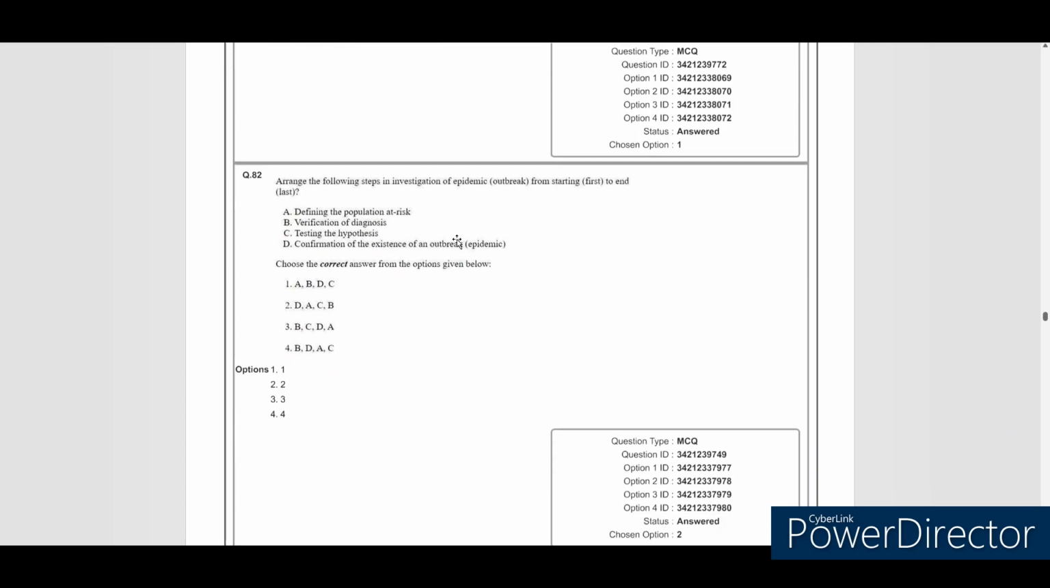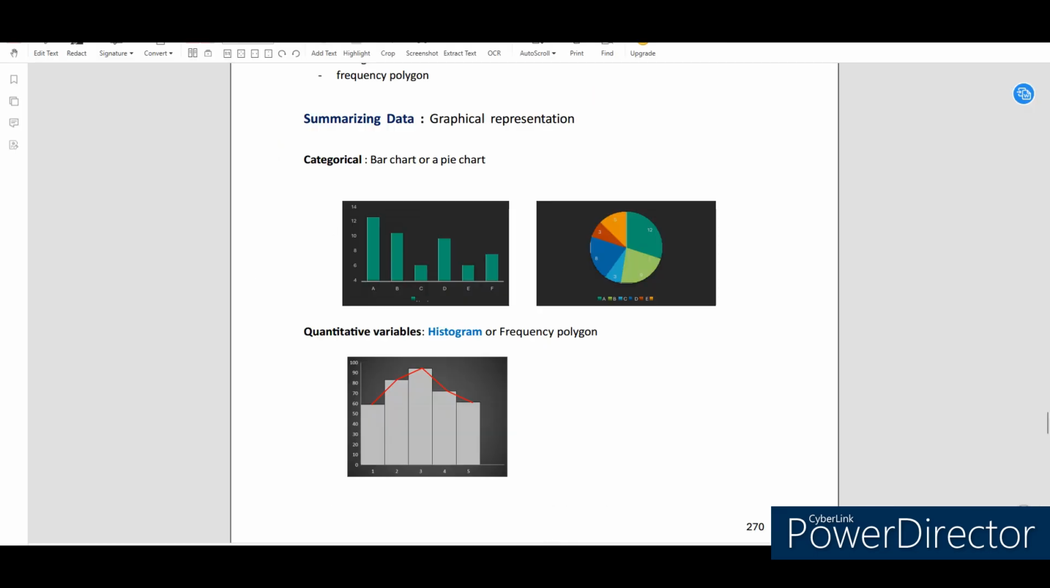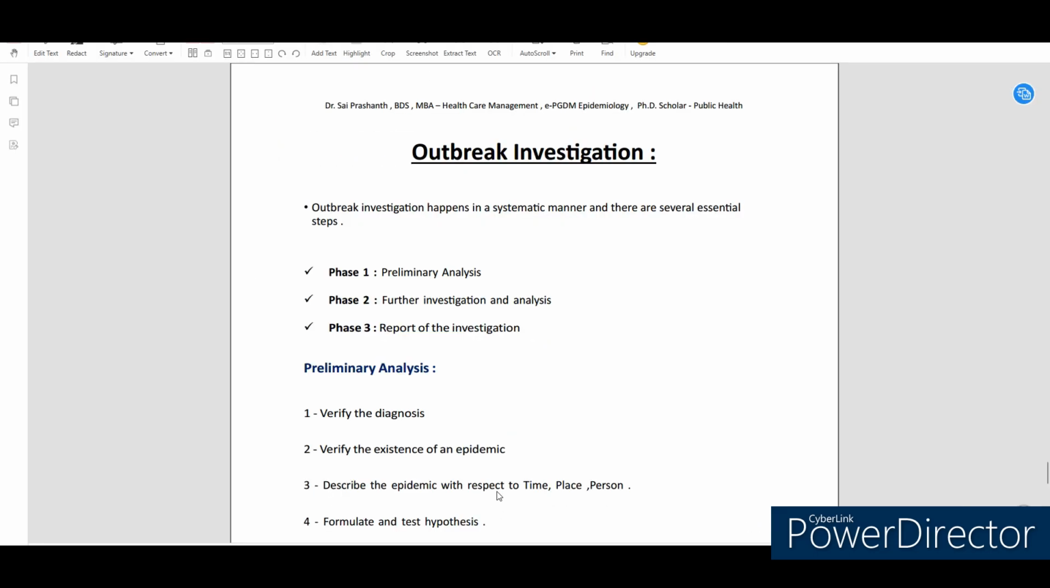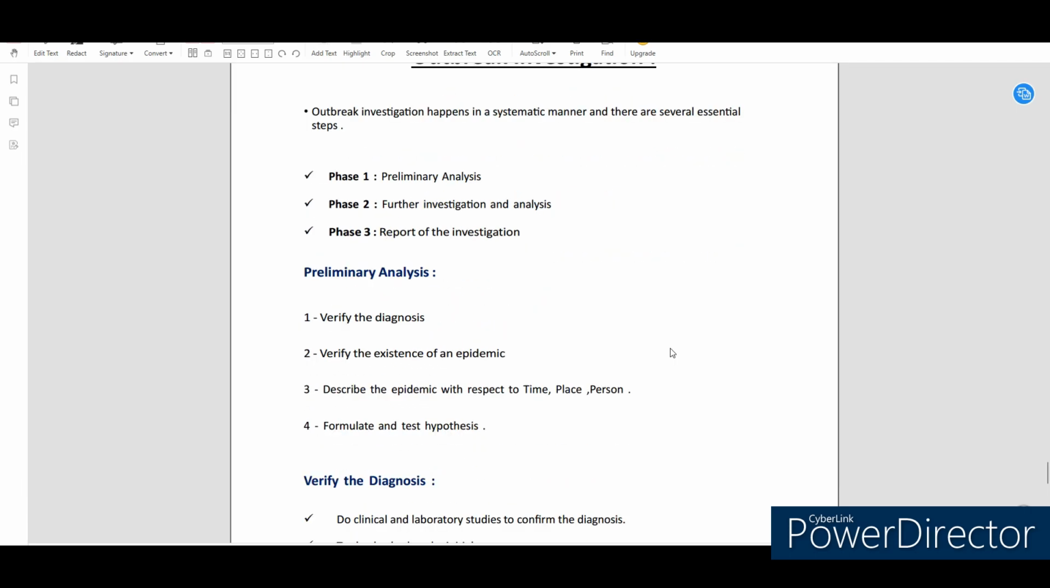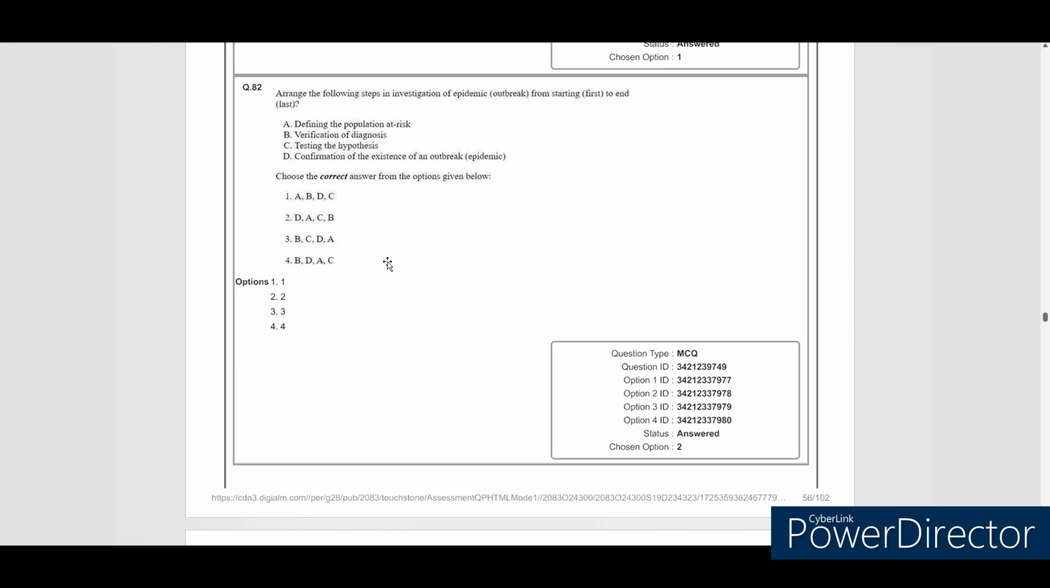And now coming to question number 82, which is also a very direct question related to the steps of outbreak investigation. I'll show my SMCH notes directly. These are the steps of outbreak investigation. First is verify the diagnosis. Next is verify the existence of an epidemic. Third is describe the epidemic with respect to time, place, and person. And the last step is formulate and test hypothesis. So it is very clear, right? This is also a very direct question.